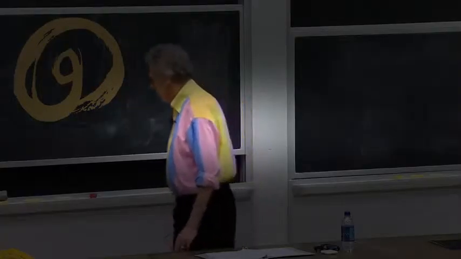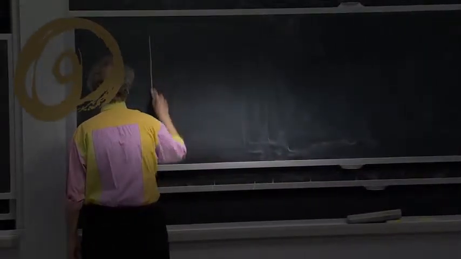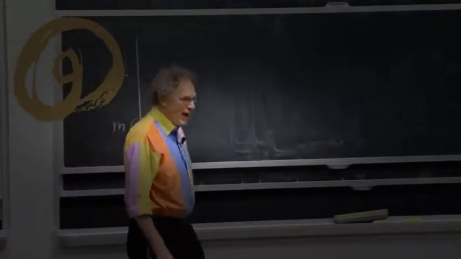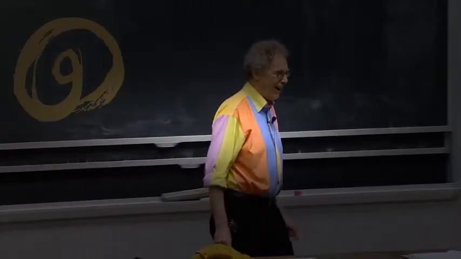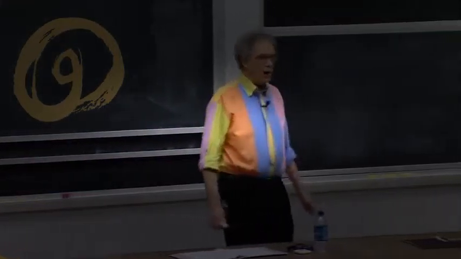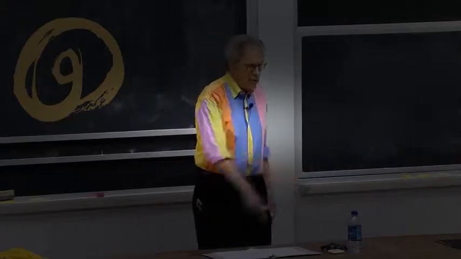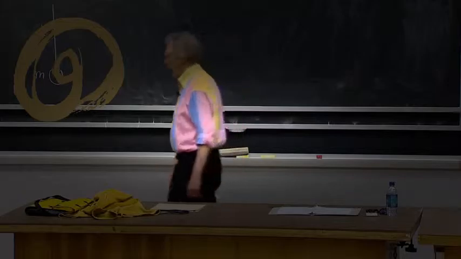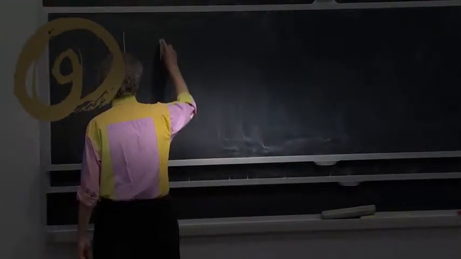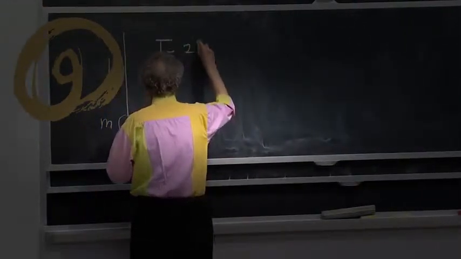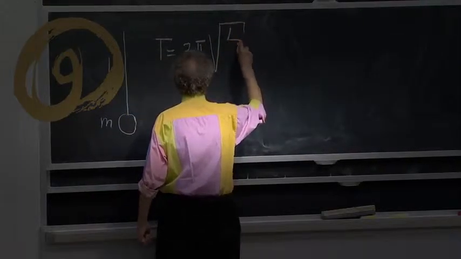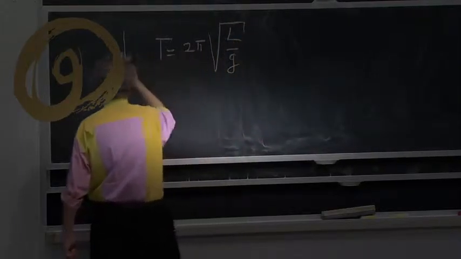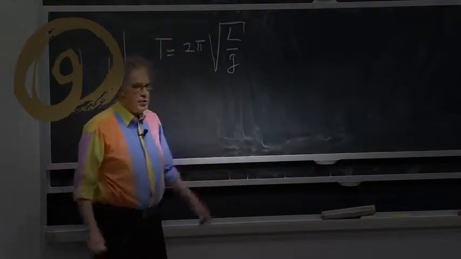If you have a pendulum, mass m, length l, then you can derive, which I do in class, but I won't bore you with that, how long it takes for the pendulum to make one complete oscillation. We call that the period of the pendulum. And I derive in class that the period equals 2 pi times the square root of L over g. You already know what L is. If you don't know what pi is, you might as well leave right now.